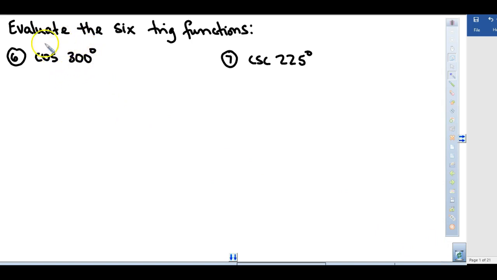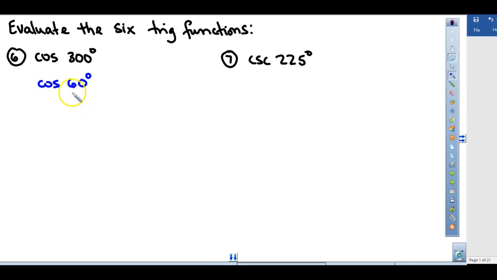Okay, so let's say that we're looking at the cosine of 300 degrees. Again, use your reference angle. How far from the x-axis is this? Well, it's 60 degrees away. So our reference angle is 60 degrees. Okay, and I shouldn't put an equal there because their cosines may or may not be equal.